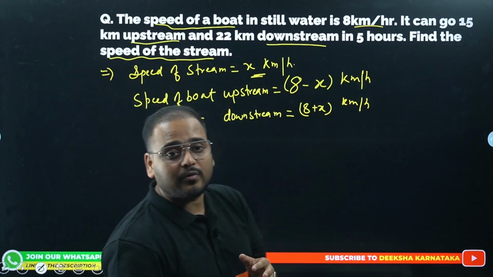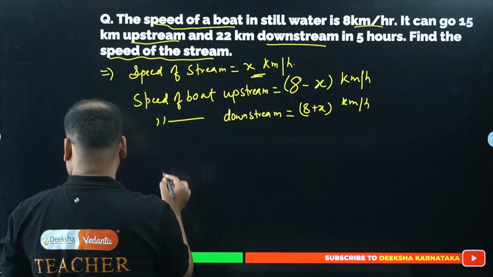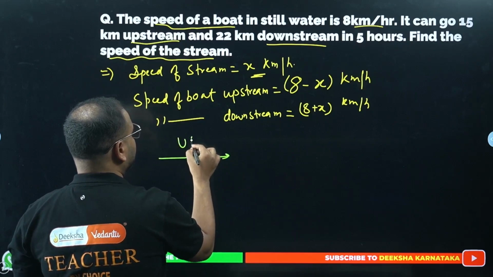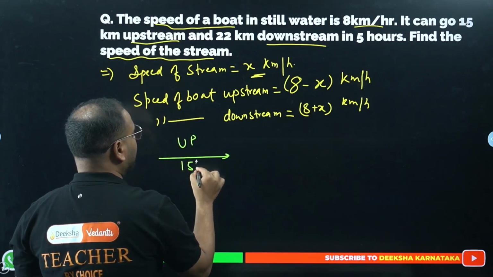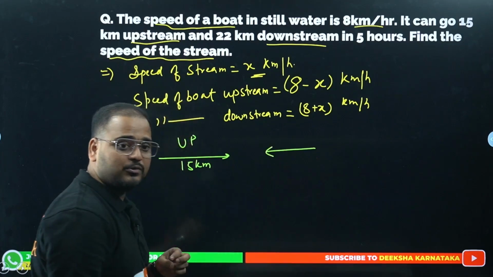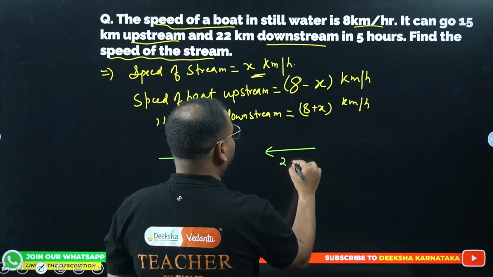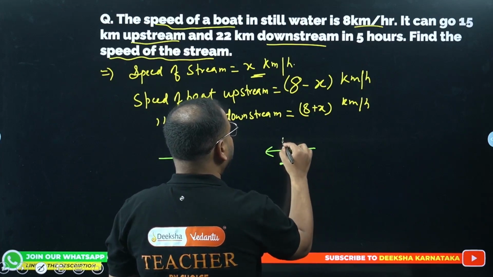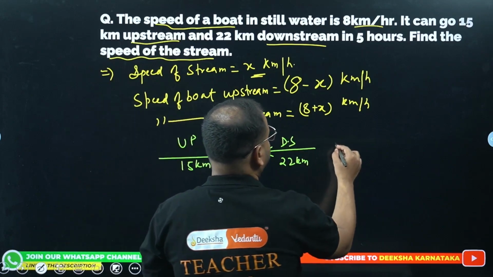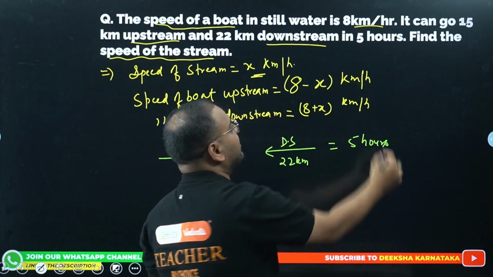They're saying that there is a boat which can go 15 upstream. So let's take this as my upstream. How much is it going? 15 kilometers. And while coming back downstream, it travels 22 kilometers. Okay, and it is downstream. How much time does it take? It takes 5 hours.